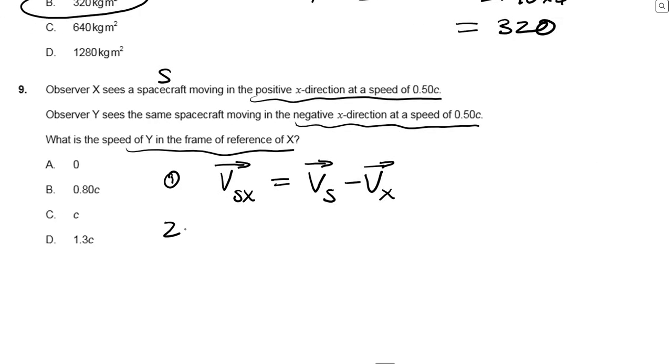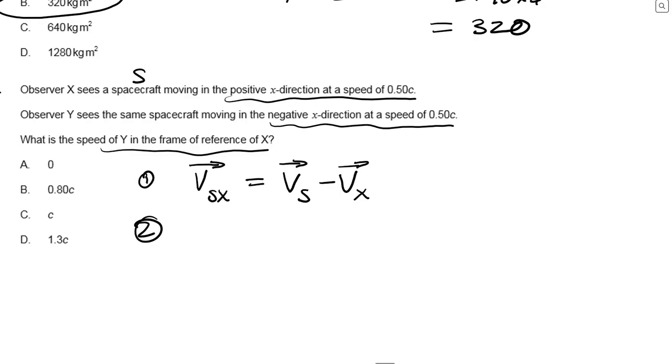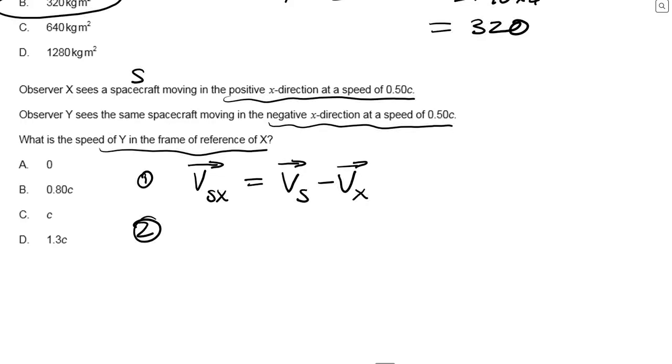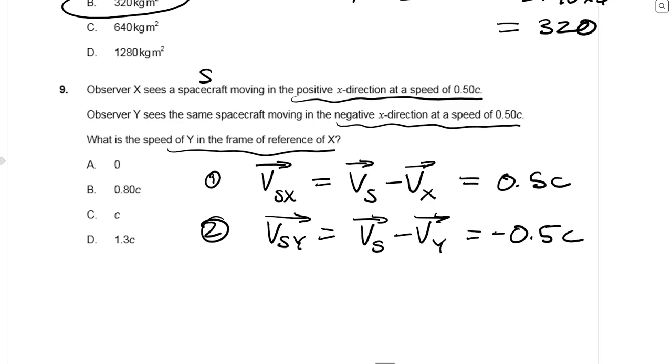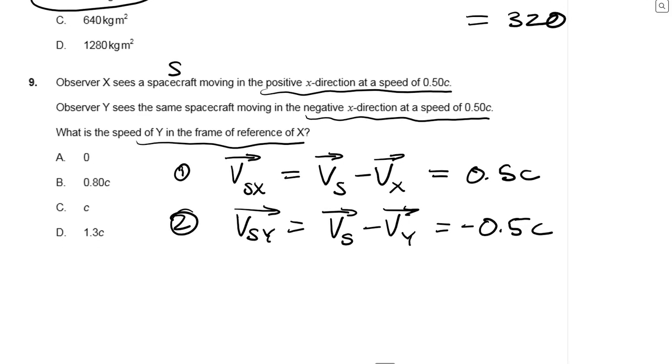So this is one. Next one is, because we have 3 moving spacecrafts, right? Number 2 is same spacecraft moving in the negative direction at a speed of 0.5 c. So let's just first do this and then input our values. Minus vy, right? And that is equal to negative 0.5 c, right? So our y is in the negative x direction, and this is in our positive x direction. Okay, so that makes sense.